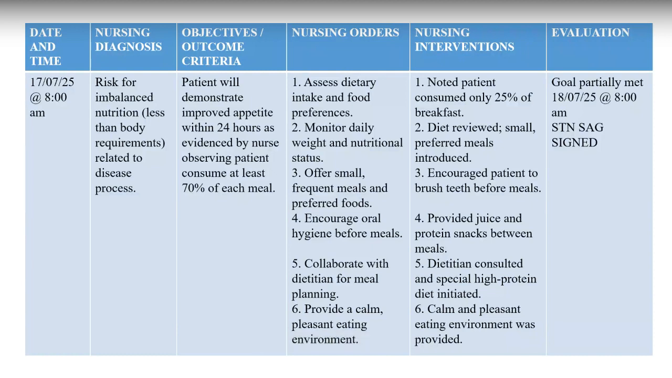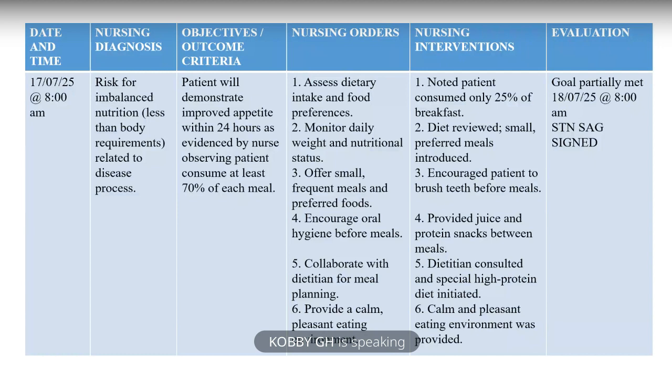Is that okay? So risk for imbalanced nutrition less than body requirement related to the disease process. Okay, so patient will demonstrate improved appetite within 24 hours. So you see, I use 24 hours. So check my evaluation, goal partially met. Do you get it? Some people will write it all wrong.